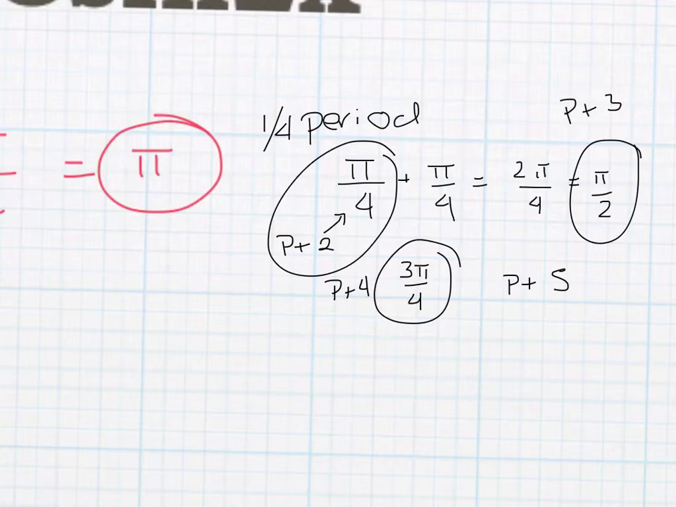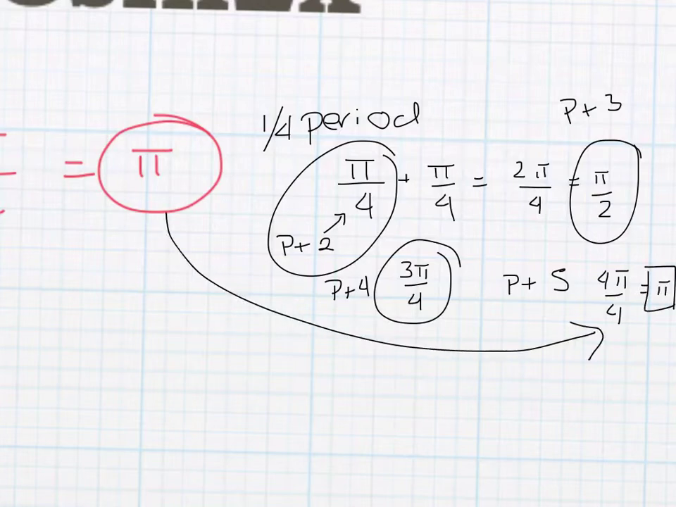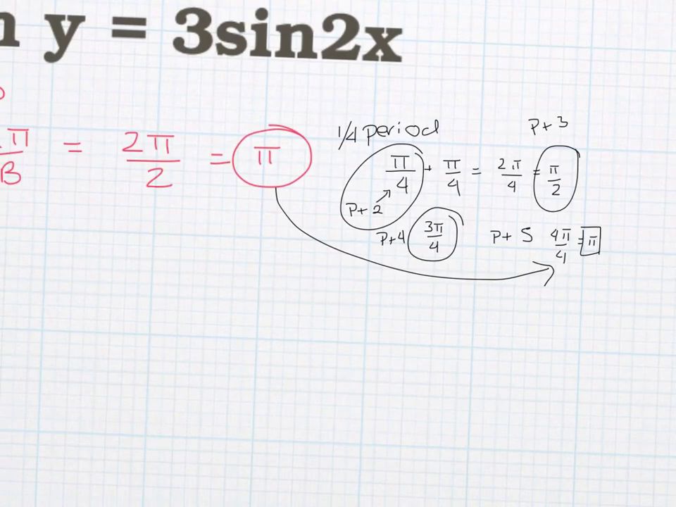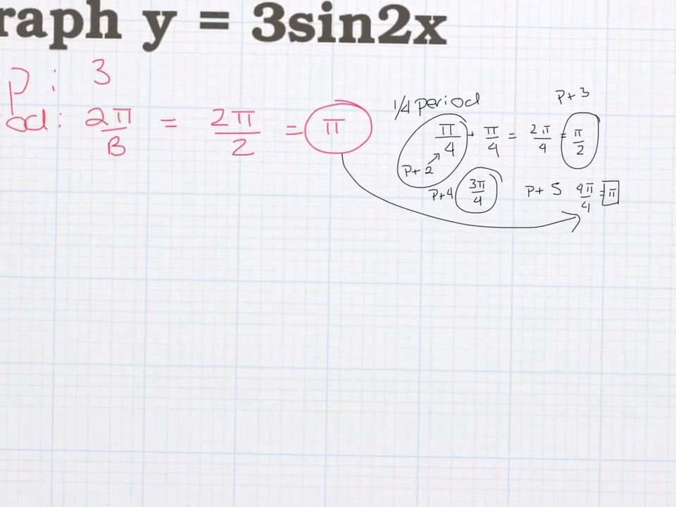5 key points, right, for one complete cycle. 4 pi over 4 is equal to pi. And that is my period length. If I did not finish at my period length for point 5, I did something wrong. Okay, so let's go ahead and graph it based on the amplitude and those points that we just identified.